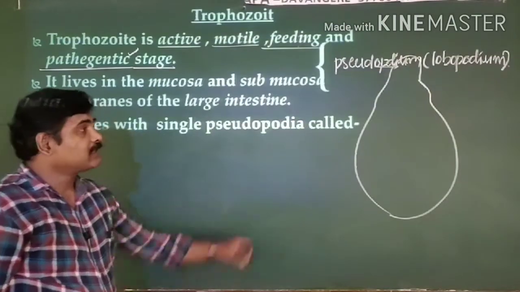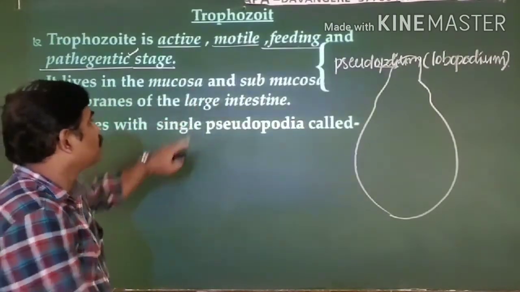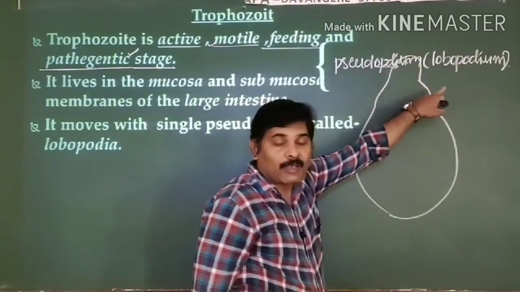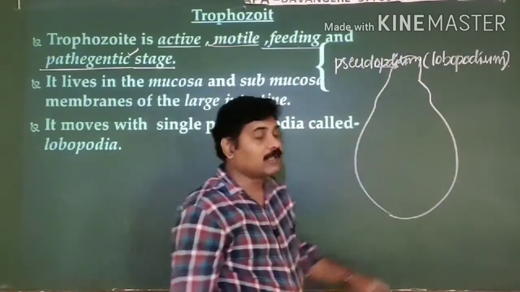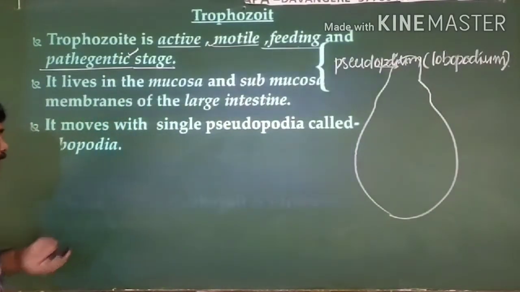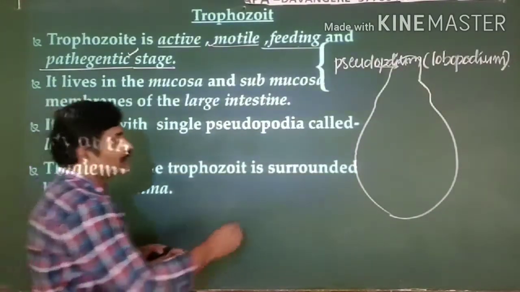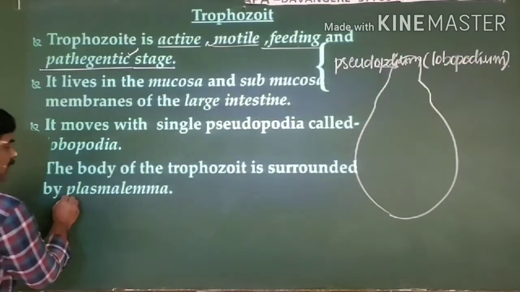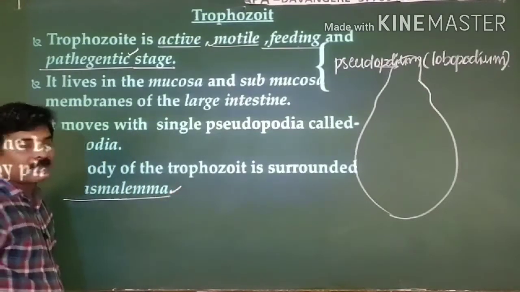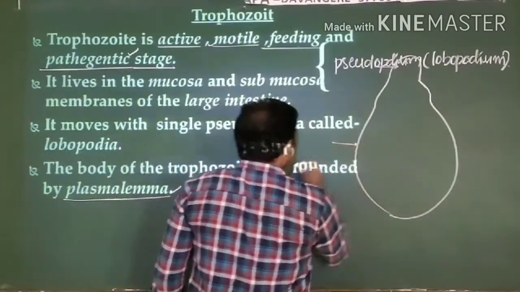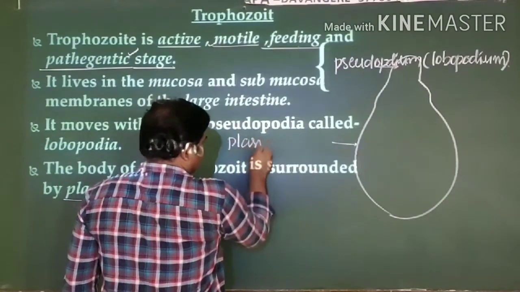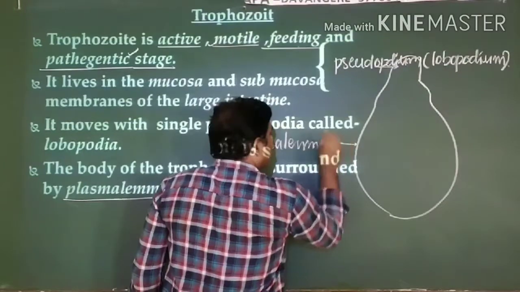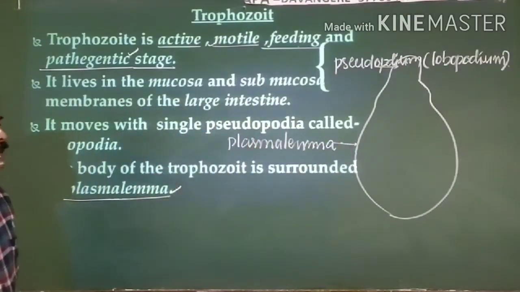Lobopodium. That is the reason why I said that the trophozoite is a motile stage, because it has a pseudopodium which we call the lobopodium, which is single in number. The entire body is covered by a thin membrane which is known as the plasmalemma. Clear?